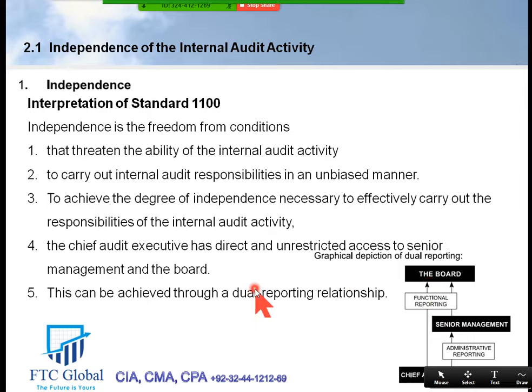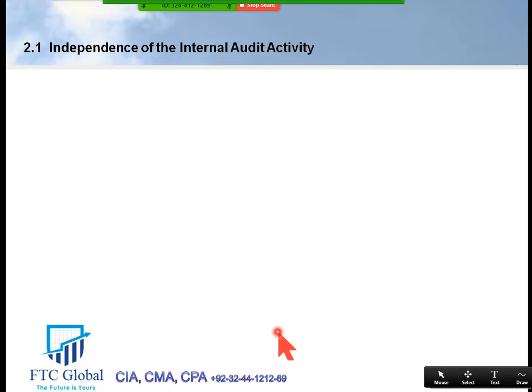So be very clear about it. We have a dual reporting relationship. On day-to-day operations, how finance, marketing, sales, inventory and cash management are working, the reporting is to senior management or the chief executive officer. And for the functional reporting, the direction is directly to the board of directors or the audit committee. So the chief audit executive has direct and unrestricted access to senior management for administrative reporting and to the audit committee for functional reporting. We will deal in detail with what these functional and administrative reporting include. This can be achieved through a dual reporting relationship, so actually we have two reporting relationships, administrative and functional.